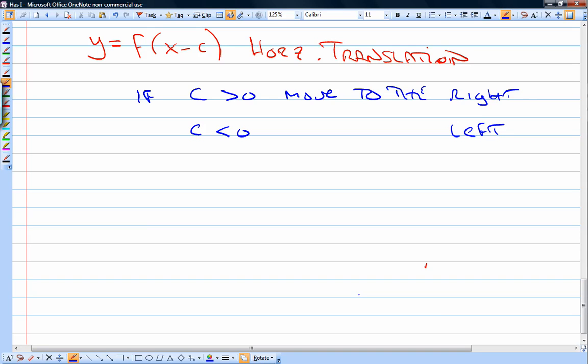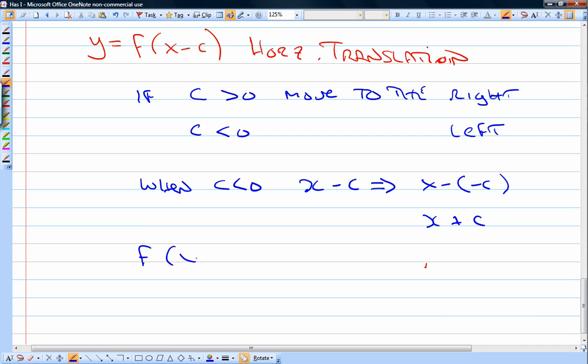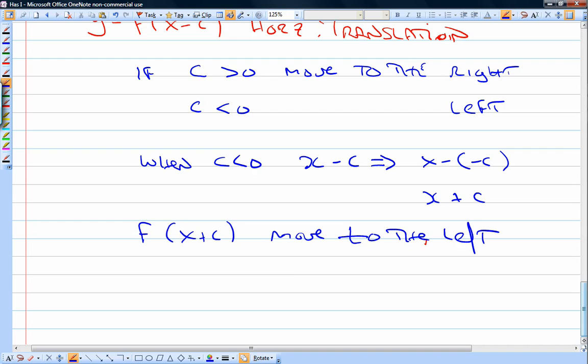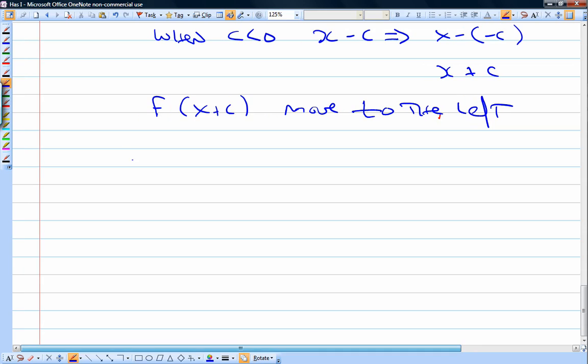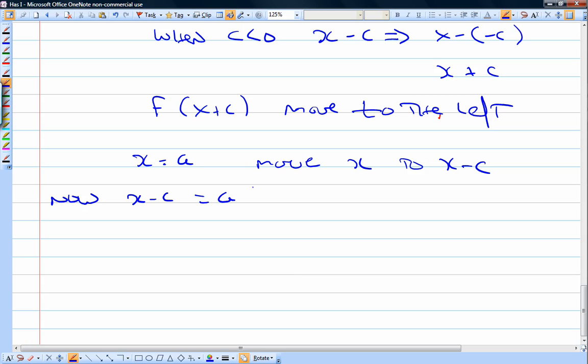Okay, now that seems pretty intuitive. The problem is the way it looks in the equation. When c is less than 0, x minus c will become x minus negative c, which becomes x plus c. So our function is written like that. We move to the left. Now, one of the ways I've used to demonstrate this before is, say we're at a point A, that x equals a. Okay, move x to x minus c. So now we're at x minus c. We want to know where that point A went. So x is now at a plus c.